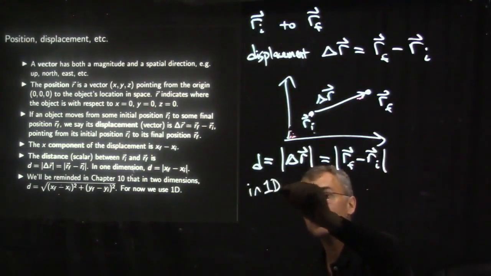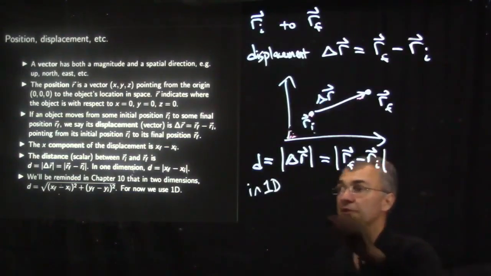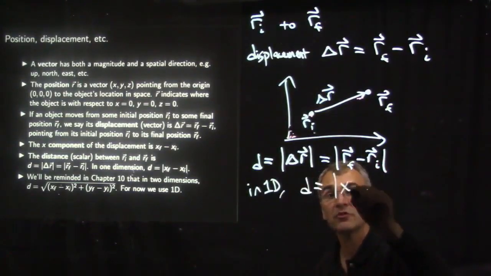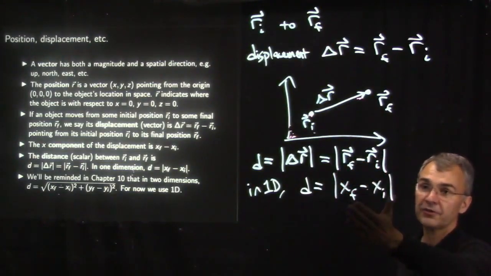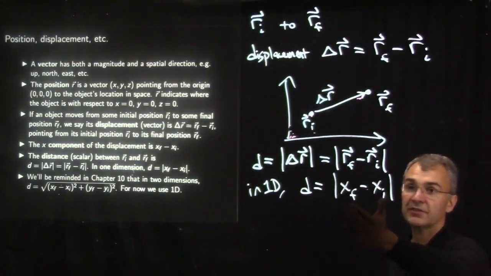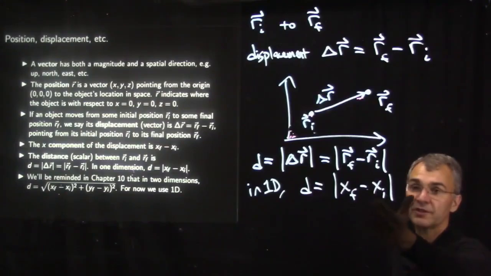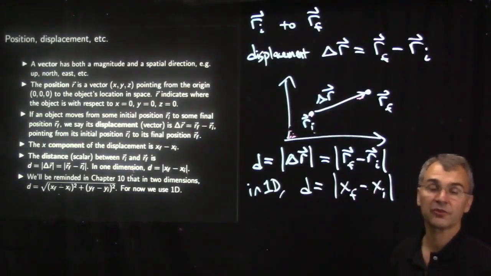So in one-dimensional space, which we're going to be in for the first 9 chapters, this distance d is just the absolute value of x final minus x initial. Okay, so if I start at 33rd Street and I go to 36th Street, then the distance is just the absolute value of 36 minus 33, and we're measuring in blocks, so the distance is just 3 blocks.